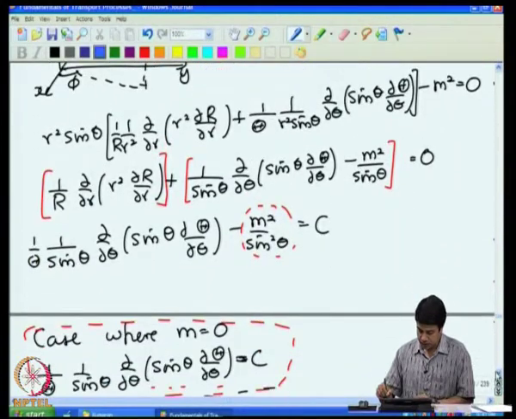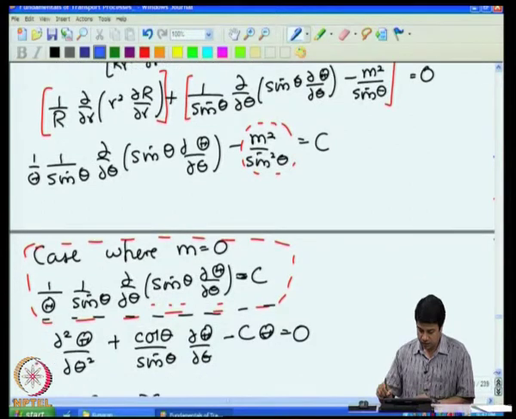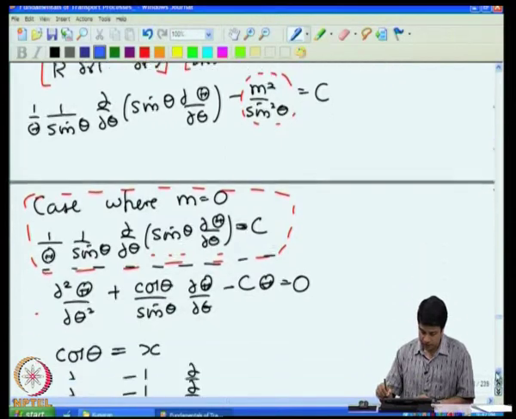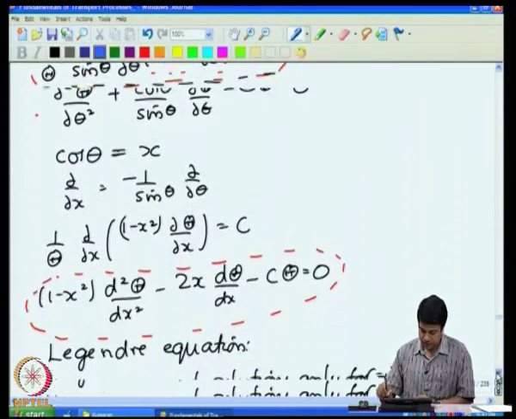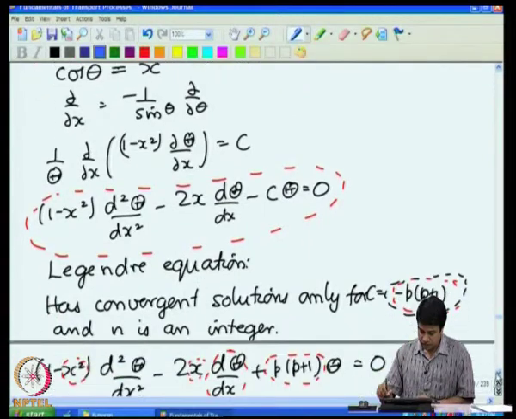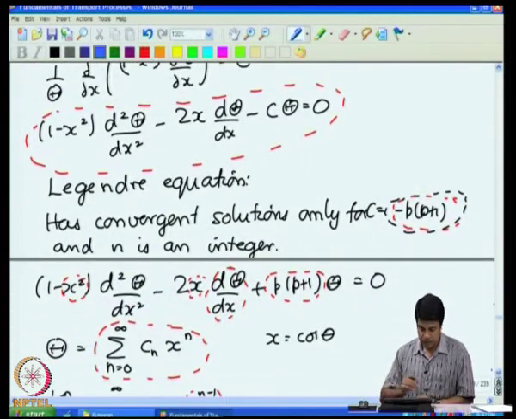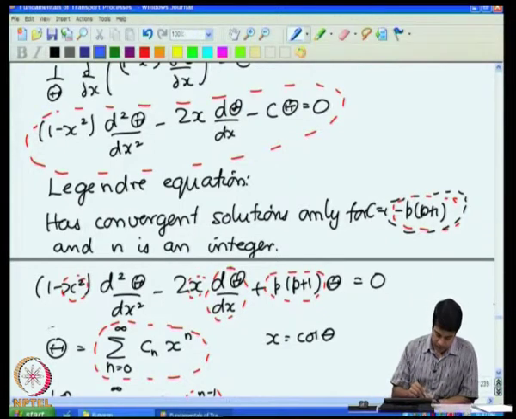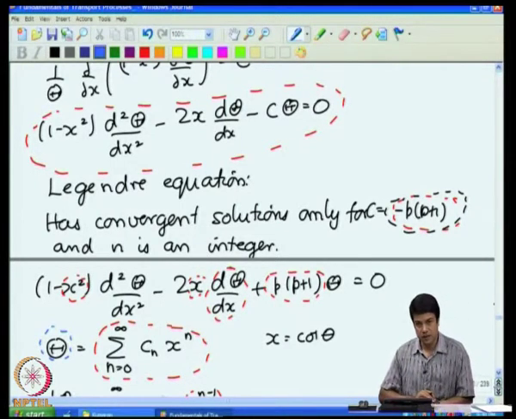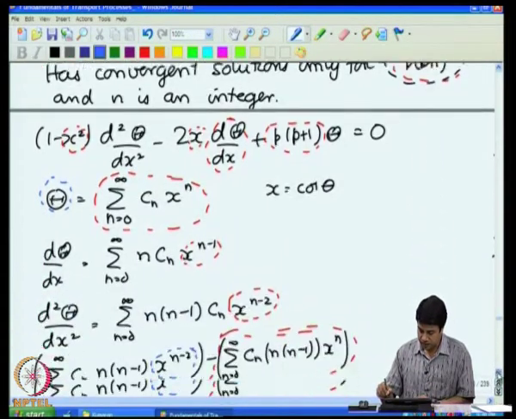And I showed you that in the theta direction you get another constant c. This constant has to be minus of n into n plus 1, where n is an integer. I showed that to you by expressing this function capital theta as an expansion in x, where x is equal to cos theta, and this series expansion is convergent at x is equal to plus and minus 1 only if this constant is equal to n into n plus 1. So, that gives discrete eigenvalues in the theta direction.